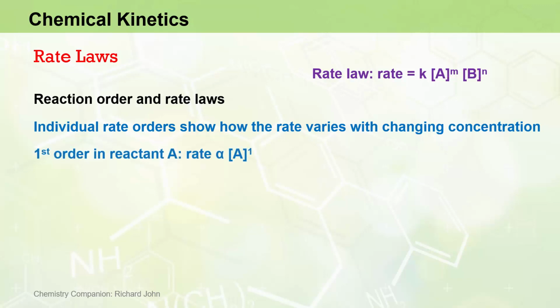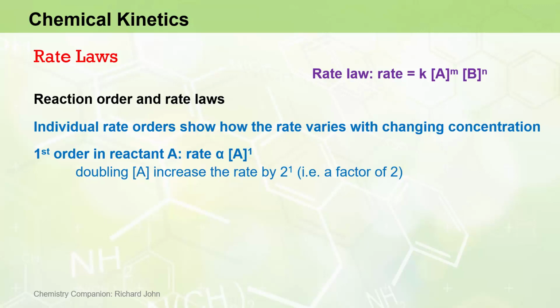For example, if the exponent for reactant A is 1, that is, the reaction is first order in reactant A, then the rate of reaction is directly proportional to the concentration of A. And doubling the concentration of A will therefore result in the rate increasing by a factor of 2, or 2 to the power of 1, 1 being the order of reaction with respect to A. Likewise, tripling the concentration will result in the rate increasing by a factor of 3, or 3 to the power of 1, again 1 being the order with respect to reactant A.